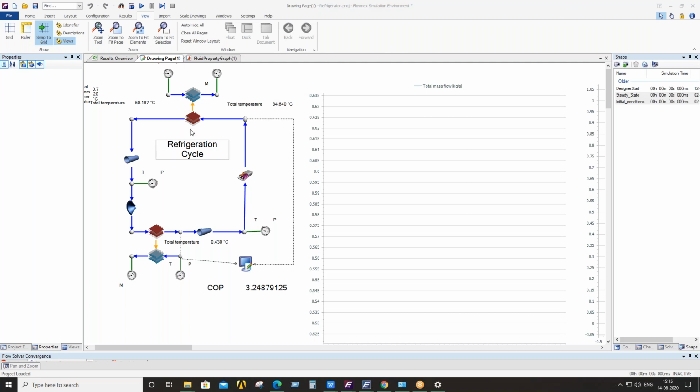Okay, this refrigeration cycle will be the last cycle which I am going to explain. Then we can start our question answer session after that.